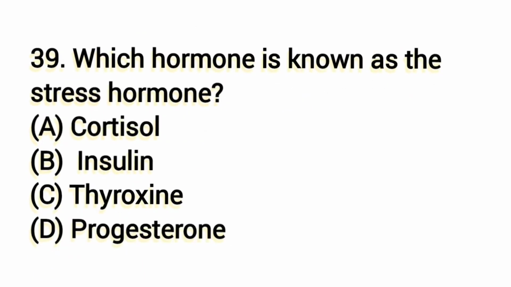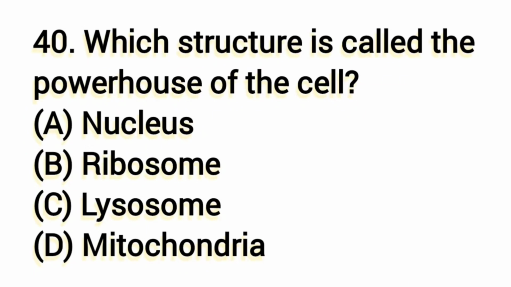39. Which hormone is known as the stress hormone? A. Cortisol. B. Insulin. C. Thyroxine. D. Progesterone. Answer is A. Cortisol. 40. Which structure is called the powerhouse of the cell? A. Nucleus. B. Ribosome. C. Lysosome. D. Mitochondria. Answer is D.